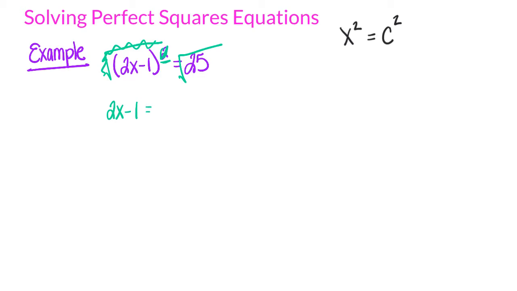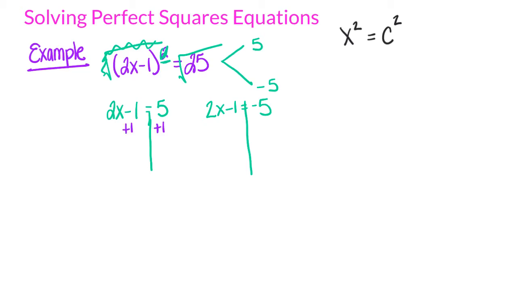Now the thing that we have to be careful about is the square root of 25, that constant. When you take the square root of 25, you actually have two solutions. You have a positive solution, positive 5, and a negative solution, negative 5. This causes us to end up having two different equations: 2x minus 1 equals 5 and 2x minus 1 equals negative 5. This is very similar to when we solved using factoring and the zero product property.